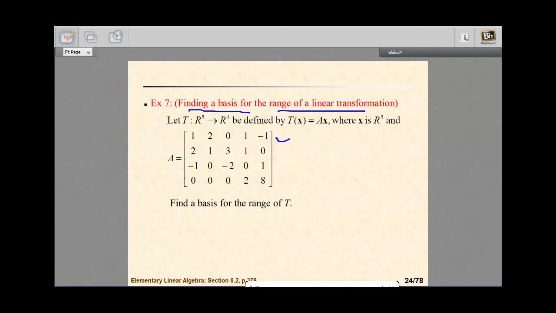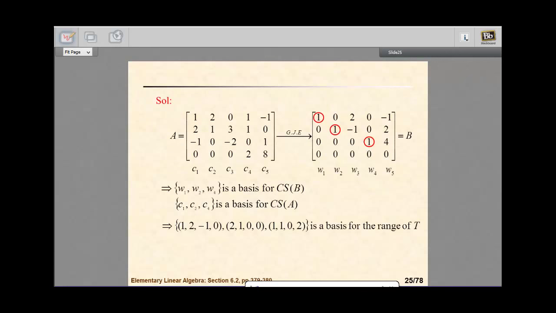So here let us see how we can find the basis. We will convert the matrix into the row echelon form. This is the main matrix, and we convert it into the row echelon form. This is the matrix, and the first element will be 1 and the rest of the elements are 0, and the second element will be 1 and the rest of the elements are 0. This is the row echelon form.